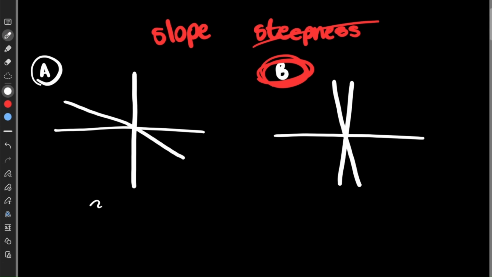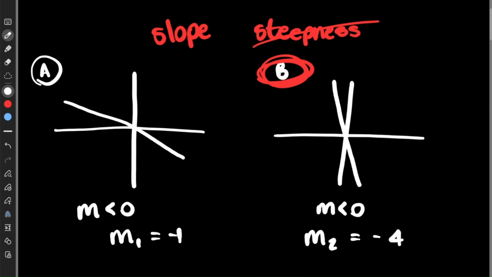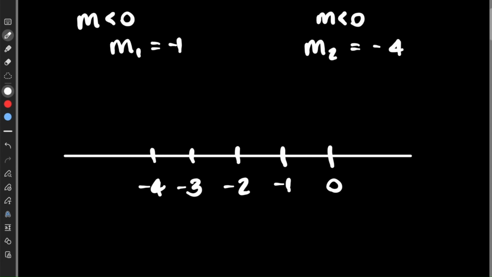Because both of these slopes are negative. So in both cases, m would be less than 0. But in this case, the slope, we'll call it m1, might be something like -1. Meanwhile, the other slope, m2, might be -4, for example. And while the 4 is larger than the 1, which is what contributes to the steepness, because the negative is there, the -1 is greater than -4. I hope you guys understand that. On a number line, -1 is greater than -4. Now, I'm going to explain to you a way of thinking about the slope a bit more mathematically.